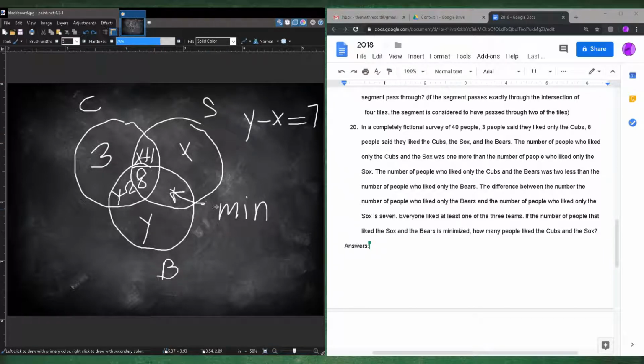So we know that the entire thing is 40, and they said everyone liked at least one of the 3 teams. So there's no people outside. So all in all, these circles together add up to 40.